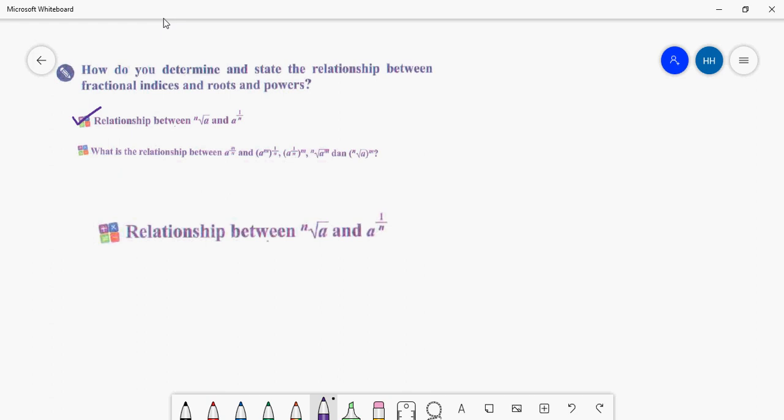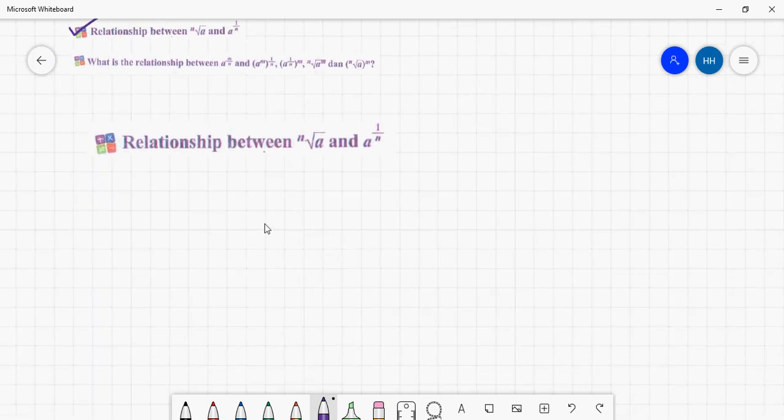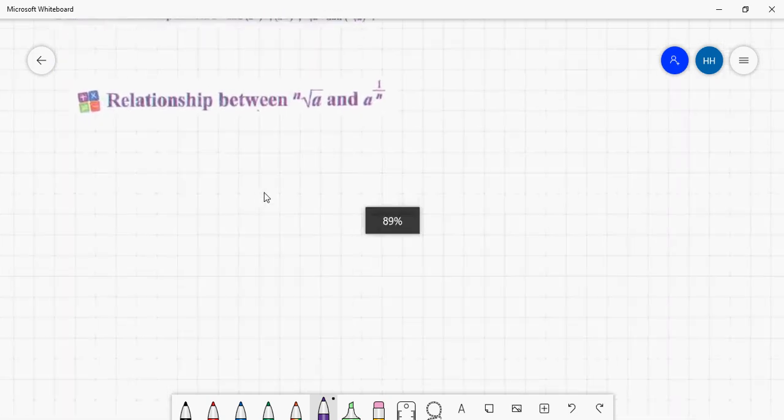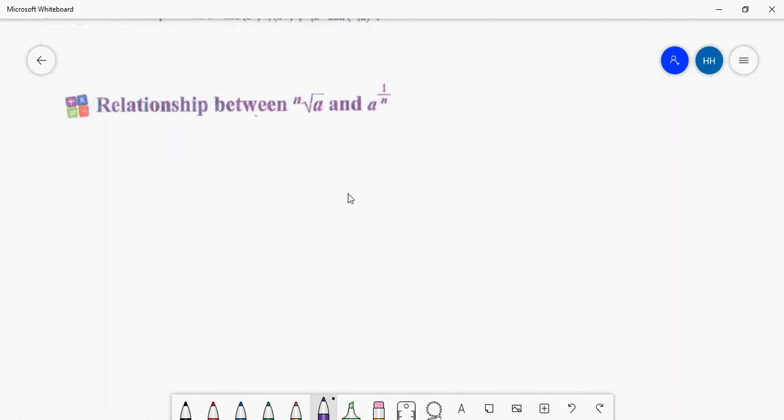Okay, let's look at the relationship between n root a and a to the power of 1 over n. I'll give you an example. The first example is x square equals 9. You need to find the value of x.